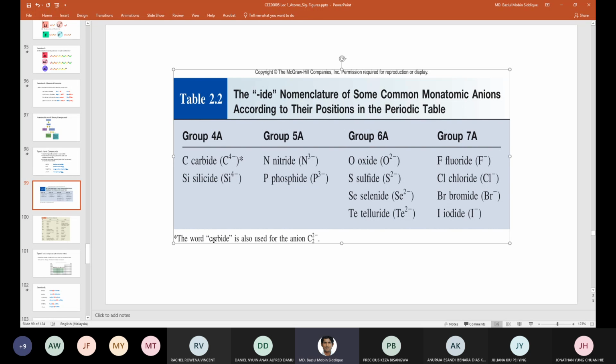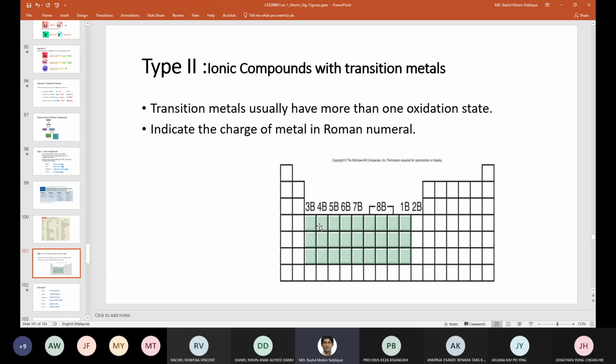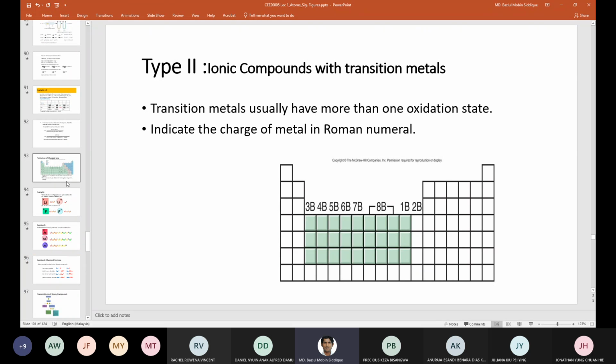Just to remember that for a carbide, the C2 negative charge is also used for carbide. Type 2 compounds involve transition metals. The transition metals are the D block elements, and all of them show multiple oxidation states.